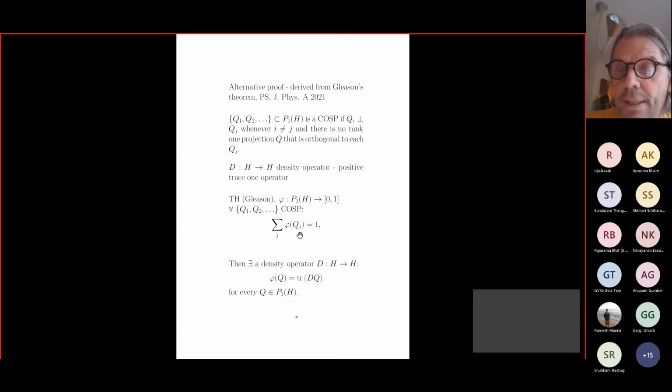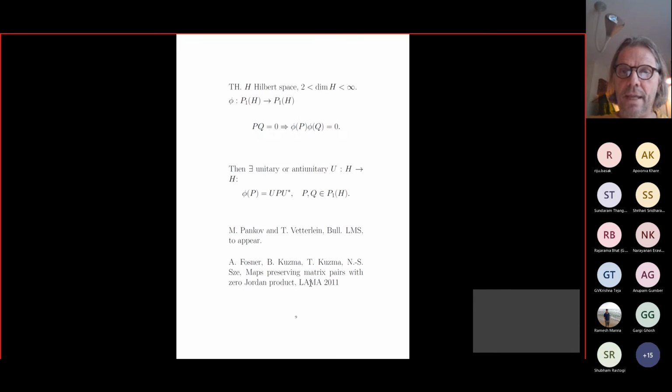It satisfies this property. What is Gleason's theorem? That all Gleason's functions are of this form. All Gleason's functions are induced by some density operator. And this is a rather non-trivial theorem. The proof is, once again, not that complicated, but there are clever tricks that Gleason had to invent to prove it.